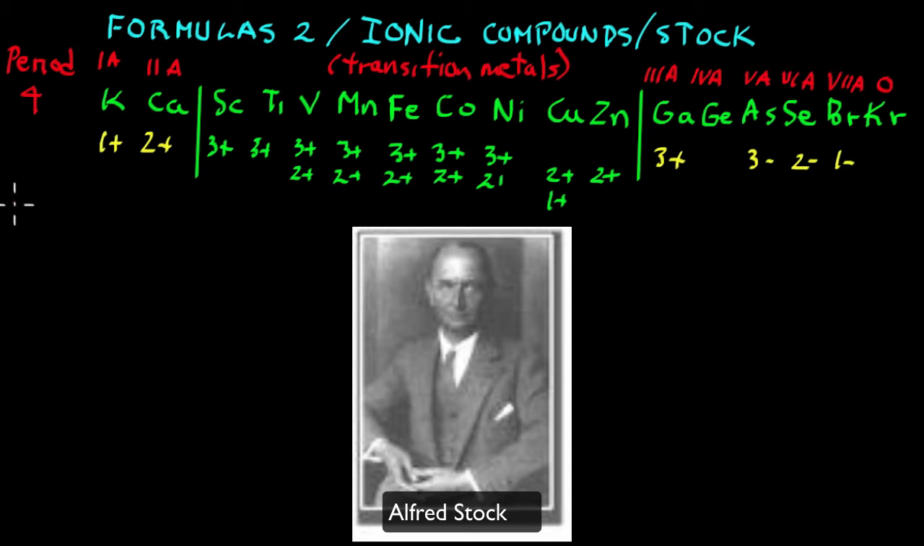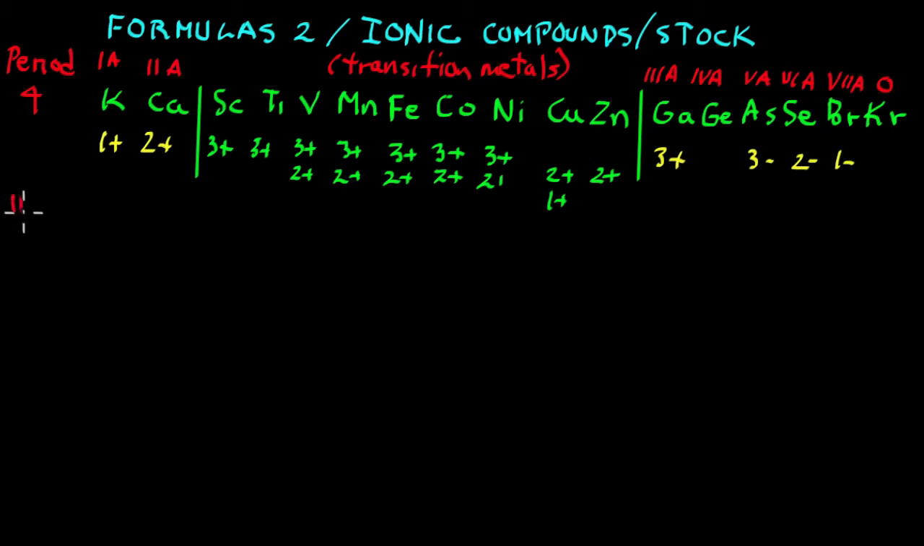to the element. For instance, if you were to write iron bromide, you wouldn't know whether the iron, you would know bromide is 1 minus, but you wouldn't know whether iron was 3 plus or 2 plus. So he simply said, let's put a number in there, and later on it was changed to a Roman numeral. And it would be with a parentheses.